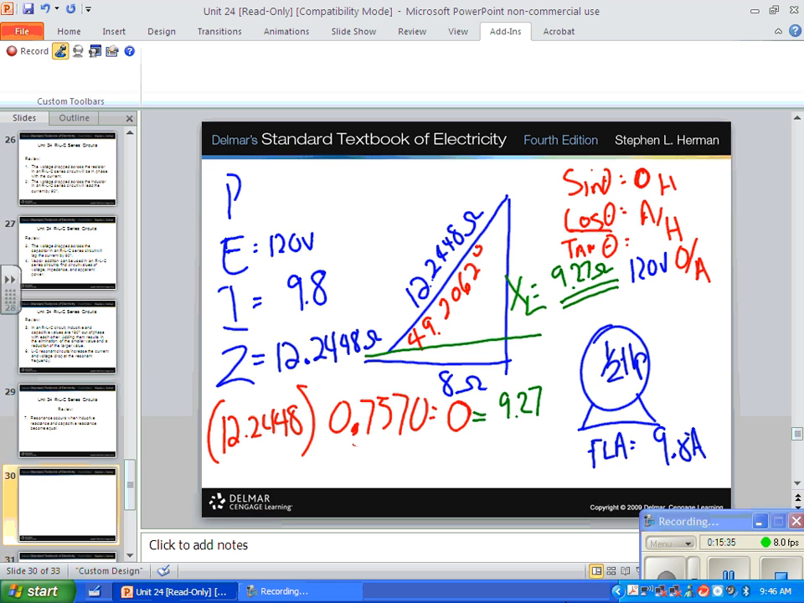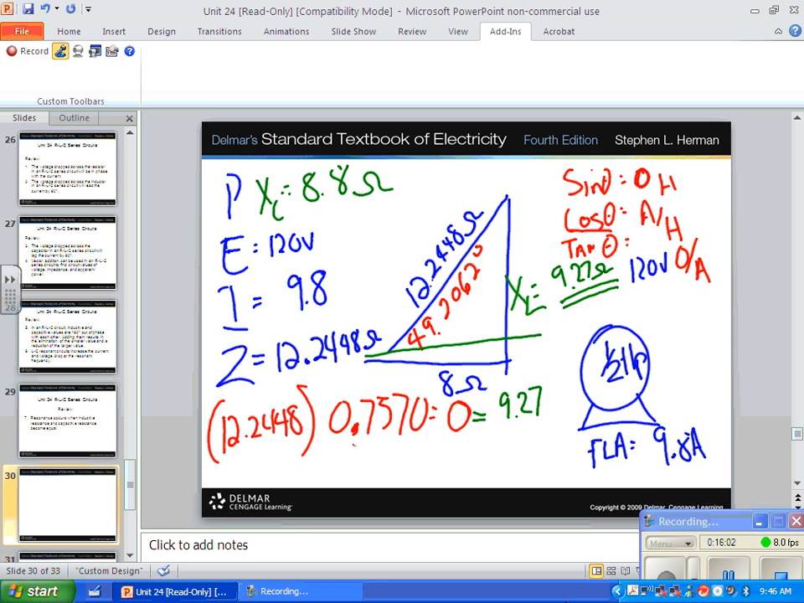Now we want to get rid of most of this, right? So we have 9.27, and I want to multiply that times 0.95. So what I'm going to shoot for is 8.8 ohms of X sub C.